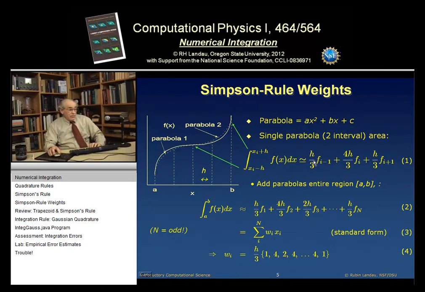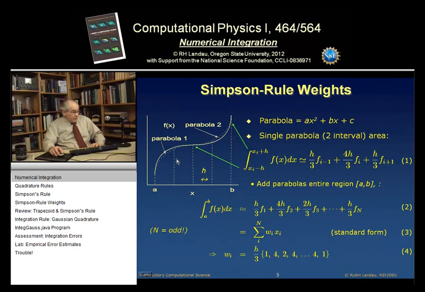And we get h over 3, 4h, h over 3, but the end point of one interval begins the first point of the next interval. So the h over 3 always gets repeated twice, except at the ends, a and b, of the total integration region, when it's not repeated. So we get h over 3 in equation 2 here, h over 3 at the end points, fine. Then in the middle, we get the 4h over 3.